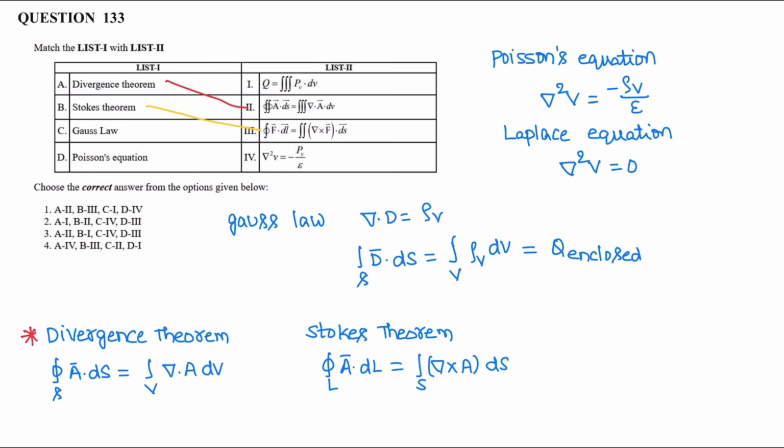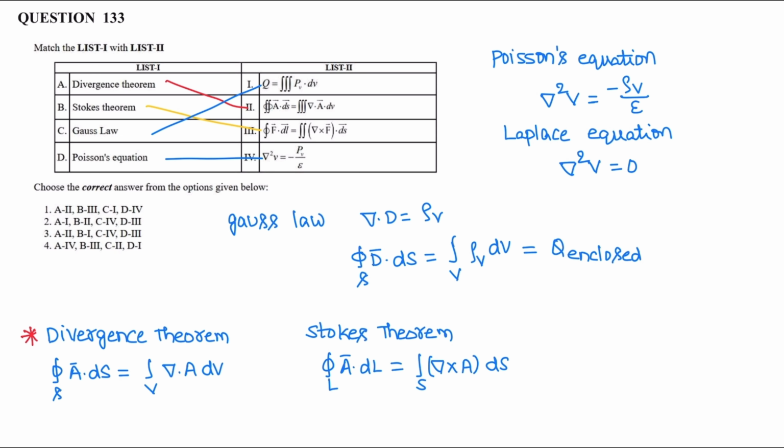3. Gauss law: del dot D is equal to rho v, or surface integral of D bar dot ds bar is equal to volume integral of rho v dv, that is equal to charge enclosed. This is closed surface integral. So C matches to 1. Poisson equation is del square V is equal to minus rho v by epsilon. Therefore the correct answer is A2, B3, C1, D4. Option 1.